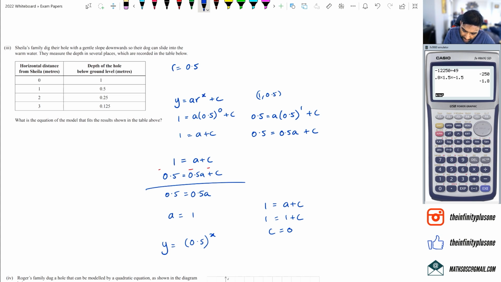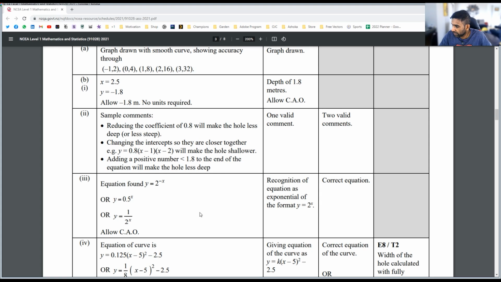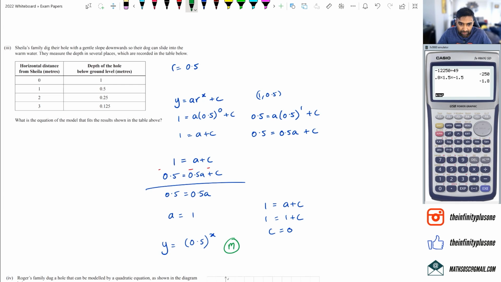So the grade for this question is a merit, and if you recognize the ratio or some form of y equals 2 to the power of x, you could get an achieved. So if you have a look here, recognition of the equation as an exponential form could get you an achieved.